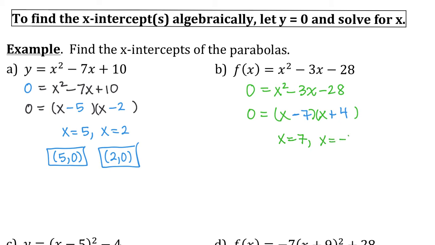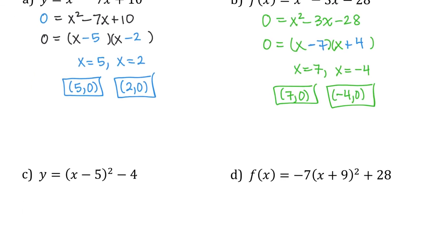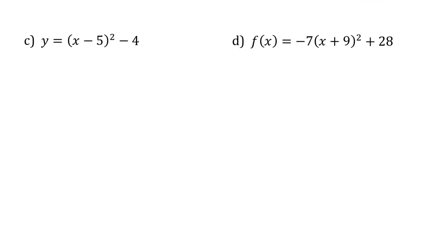If I was just solving, those are good solutions, but because we're representing x-intercepts, we want to write them as ordered pairs because they're points on the graph. So x is 7, y is 0, is one of my intercepts, and then (negative 4, 0) is my other intercept. Okay, let's do 2 more together. I'm still going to find the x-intercept, so I'll set this equal to 0.